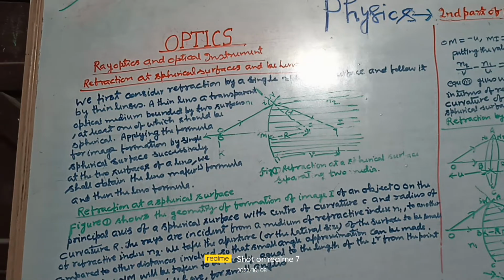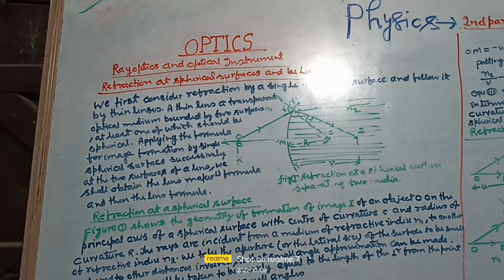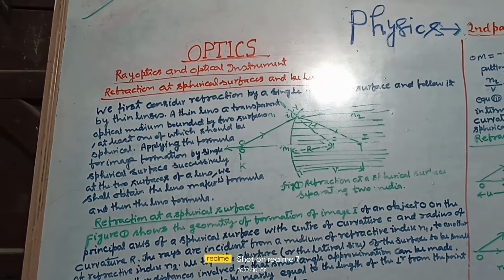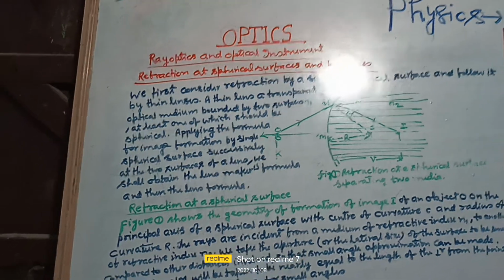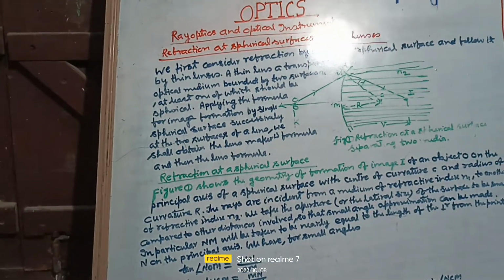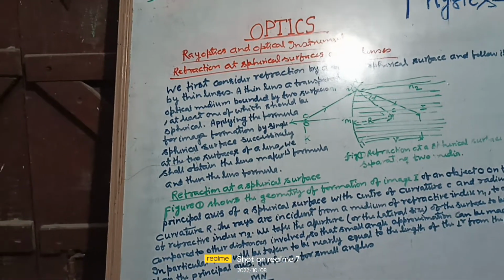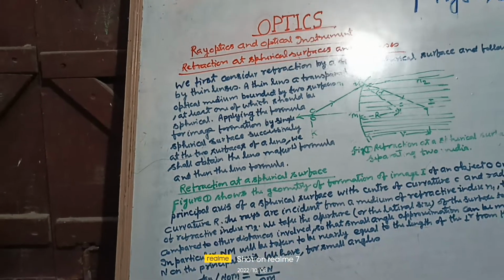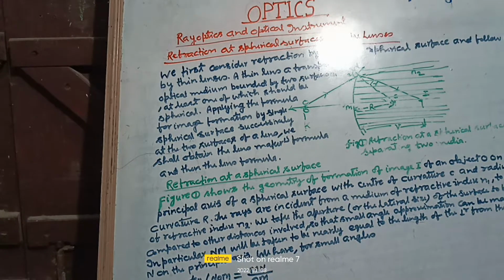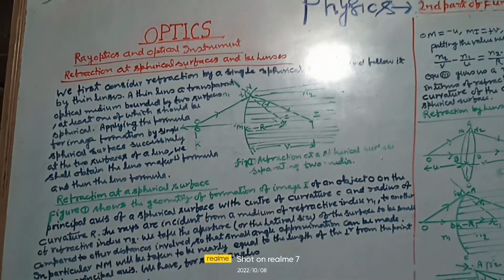A thin lens is a transparent optical medium bounded by two surfaces. At least one of them should be spherical. Applying the formula for image formation by a single spherical surface successively at the two surfaces of a lens, we shall obtain the lens maker's formula and then the lens formula, as shown in figure 1.